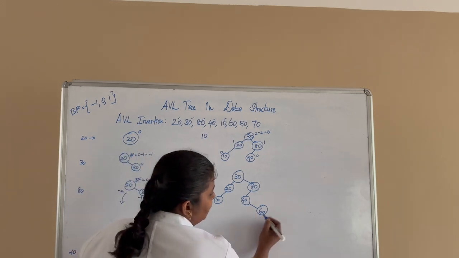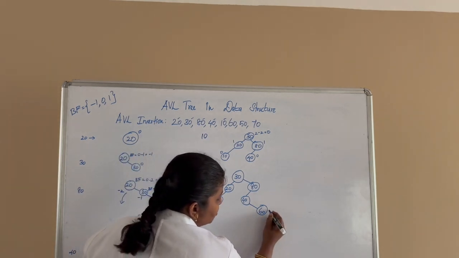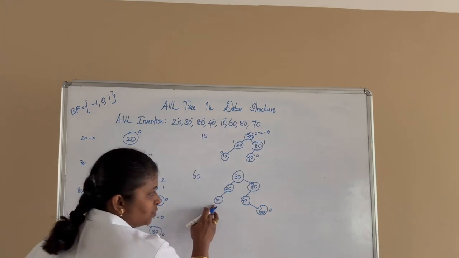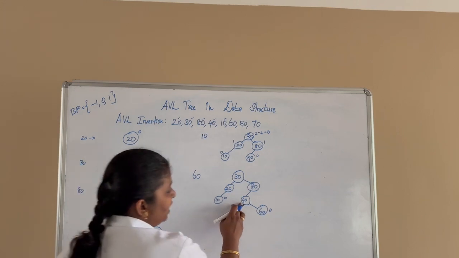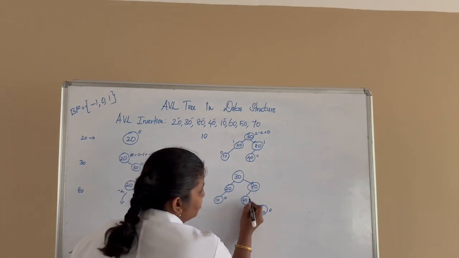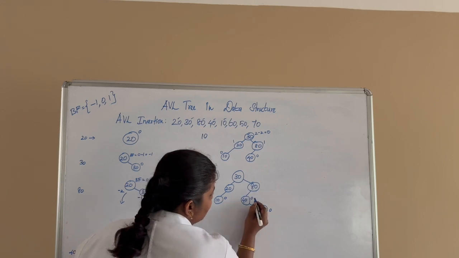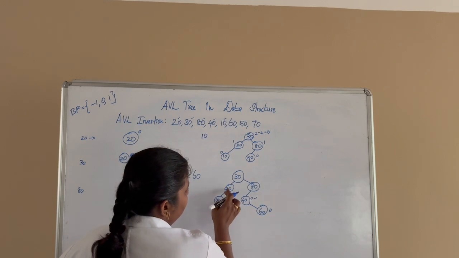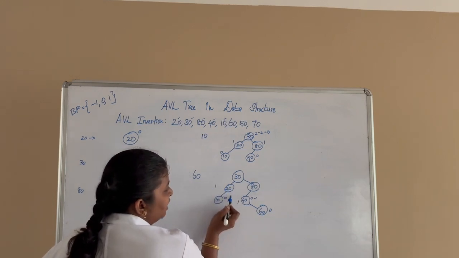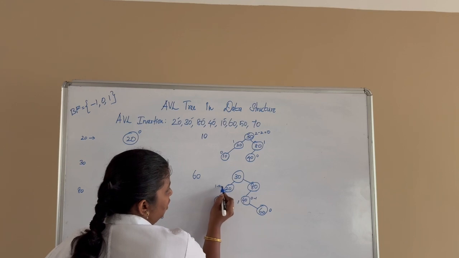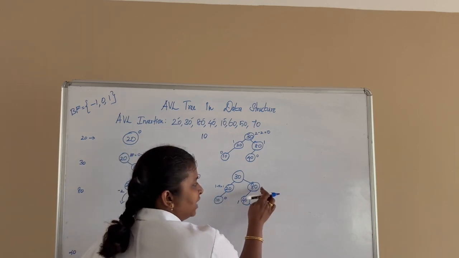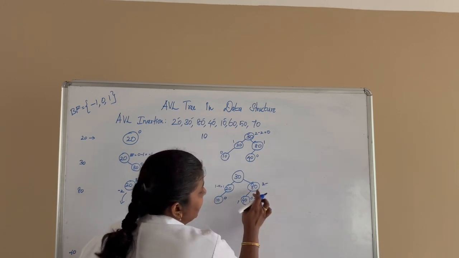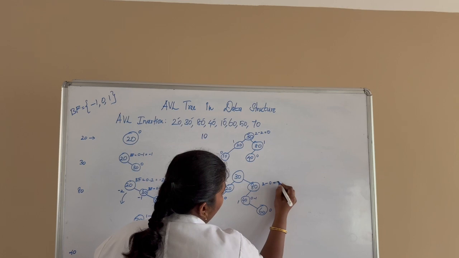For 60, for checking the balance factor, there is no left subtree, there is no right subtree, so 0. Calculating the balance factor for 40, height of the left subtree 0 minus height of the right subtree 1, so it is 1 in magnitude. For calculating the balance factor of 20, height of the left subtree is 1 minus height of the right subtree is 0, so it is 1. For calculating the balance factor for 80, the height of the left subtree is 2 minus, there is no right subtree, so 0, which is equal to 2.